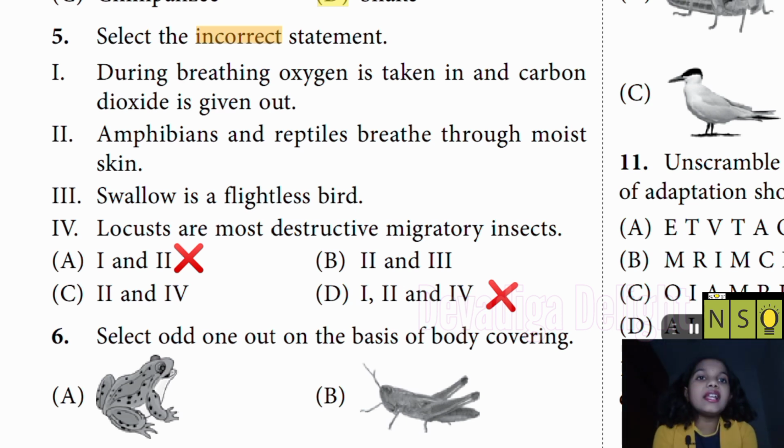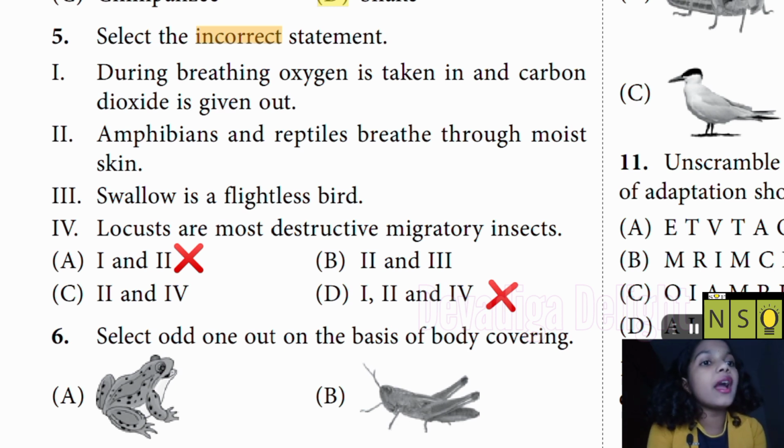Now if you see, swallow is a flightless bird, which is false. We know some flightless birds, and swallow doesn't come in the flightless birds. A swallow is a bird that flies, so it is not a flightless bird. That makes 2 and 3 the wrong ones. Now let us check the fourth one.